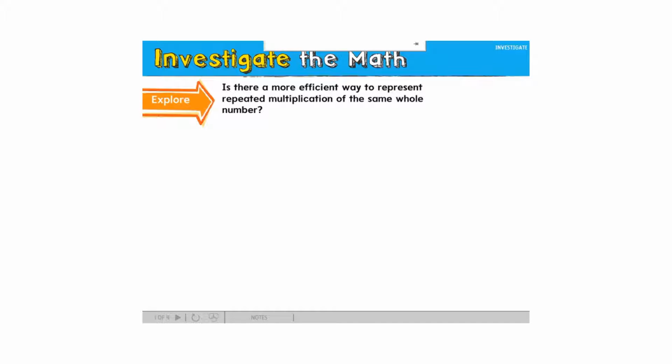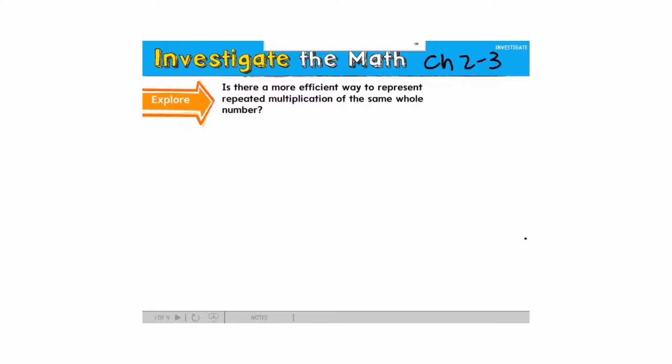Okay, here's chapter 2. You should have chapter 2, lesson 3 written in your notes. Now there's a question here at the top of this slide. Make sure you're listening, not talking. So the question at the top of this slide says, is there a more efficient way to represent repeated multiplication of the same whole number? So this is what the question is asking.